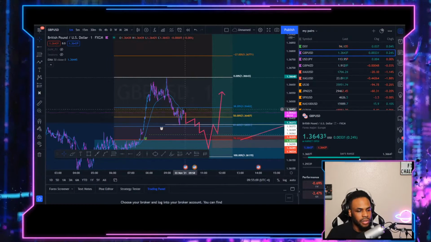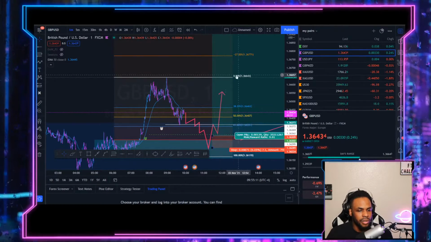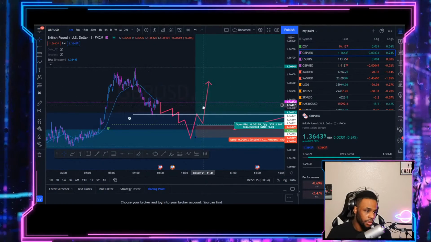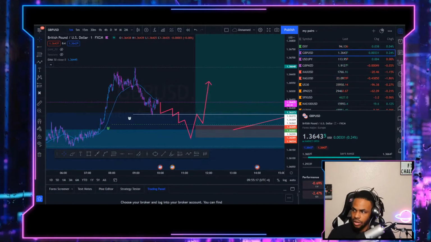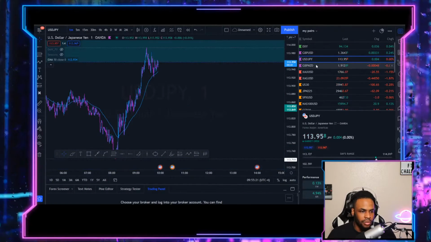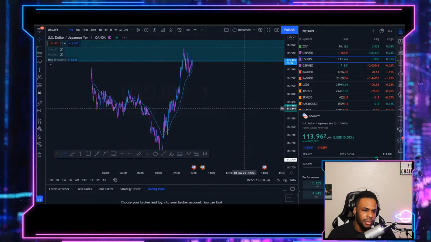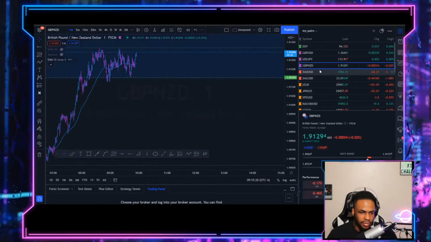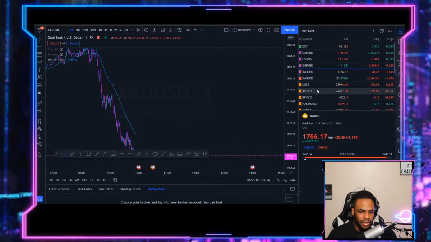We just look for a reversal, catch it on the way down, or if we can catch a position on the upside, then we do that. So GBP USD is the main go-to right now. USD JPY isn't clean enough for me, so we're gonna leave that alone. Gonna leave GBP NZD alone.